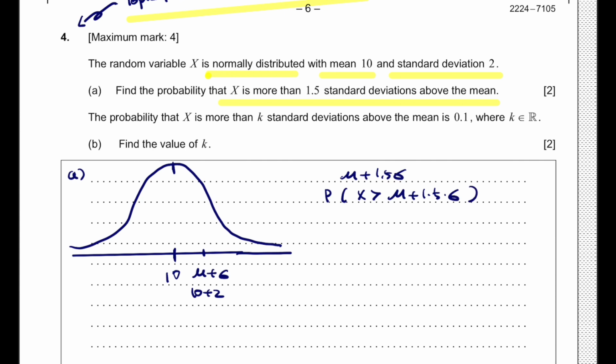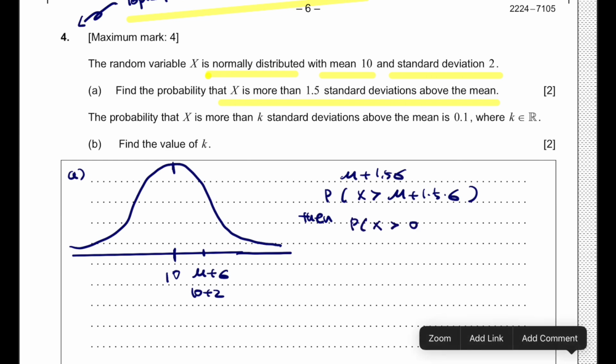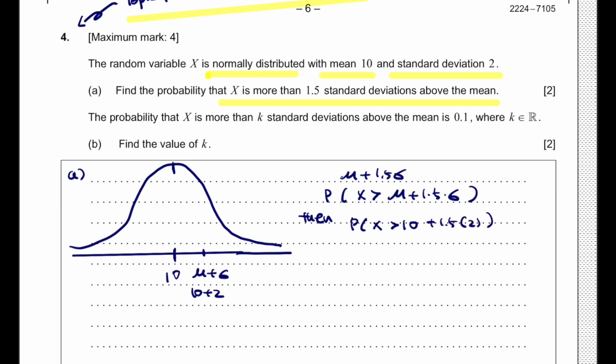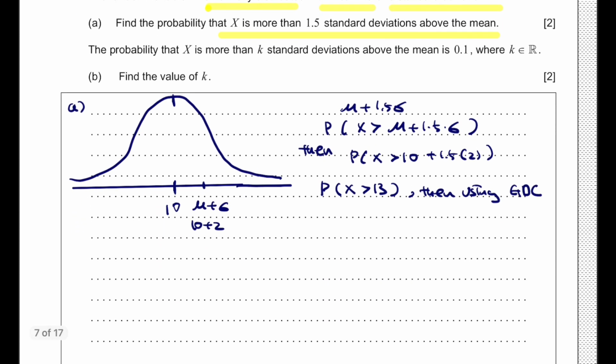Okay, then using the mean value 10 and standard deviation value 2, we can rewrite this as P(x is greater than 10 plus 1.5 times 2). Then this is the same as P(x is greater than 13). Then using GDC, we do know that this is the GDC paper. It means we can use GDC, right?